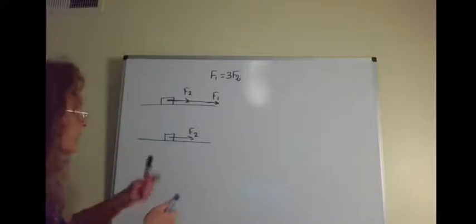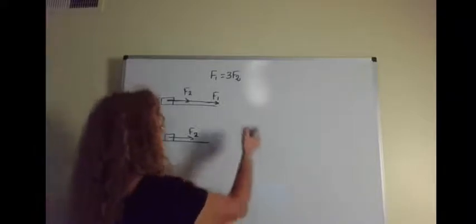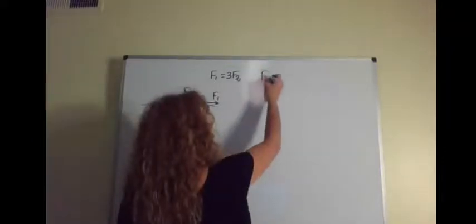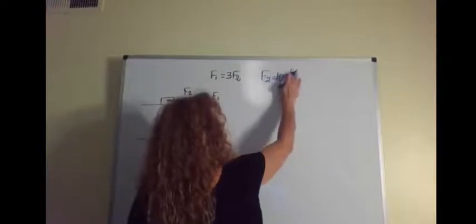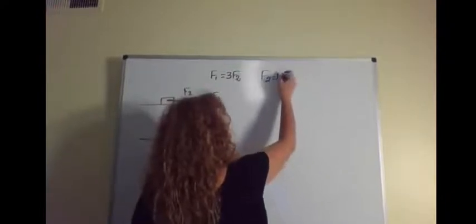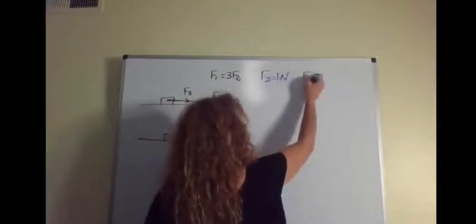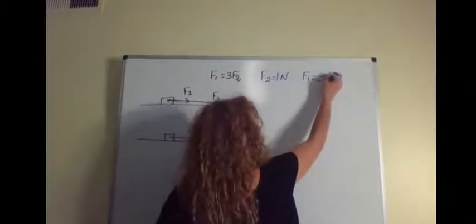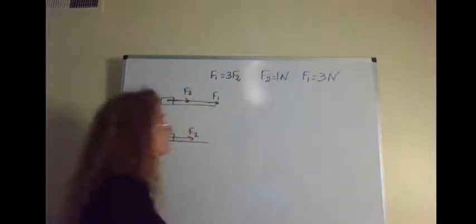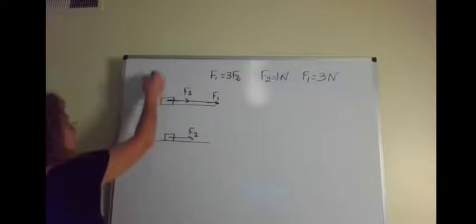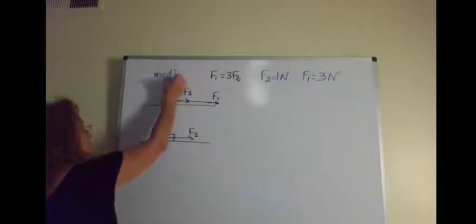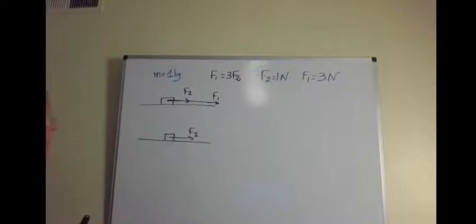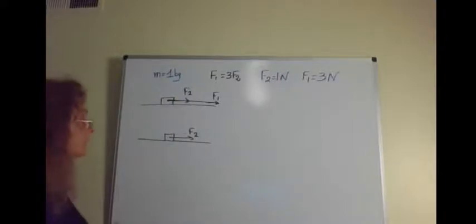I can consider that F2 will be 1 newton. And F1 is 3 times bigger, which means 3 newtons. And I will consider my mass to be 1 kilogram. It's the same thing. Alright? I will solve it however you want.